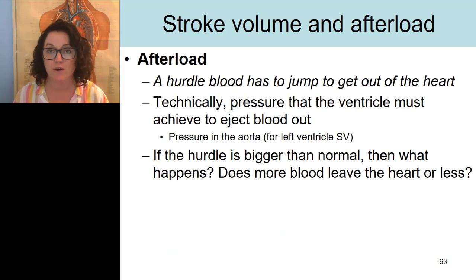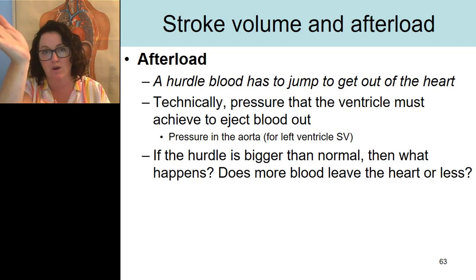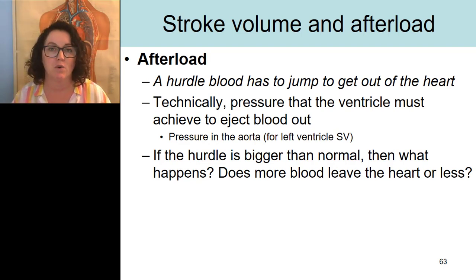Another thing that affects stroke volume is afterload. Afterload is a concept that students often struggle with, but hopefully after my explanation, you'll find it quite easy. Think of afterload as a hurdle that the blood has to jump in order to get out of the heart, right? We know that when the ventricle contracts, it's going to push blood into the aorta. But let's think about the pressure in the aorta, right? If the pressure in the aorta is really high, then the ventricle is going to have a hard time pushing blood into the aorta, right?